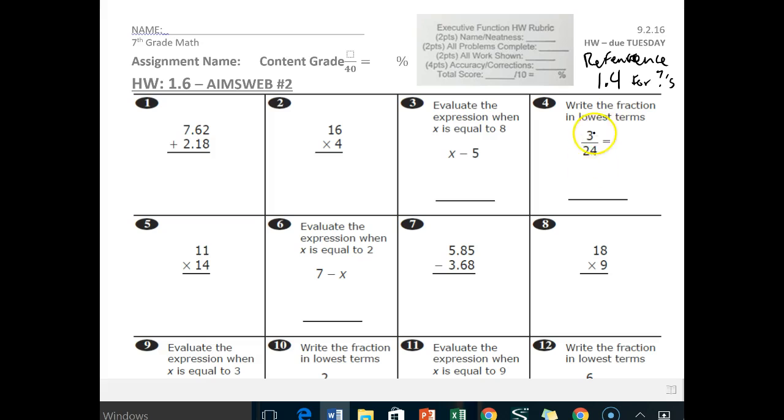Right, let's start off with a problem like number 4. It says lowest fraction. What number do these have in common? The biggest number they have in common is 3. So this reduces down to 1/8.